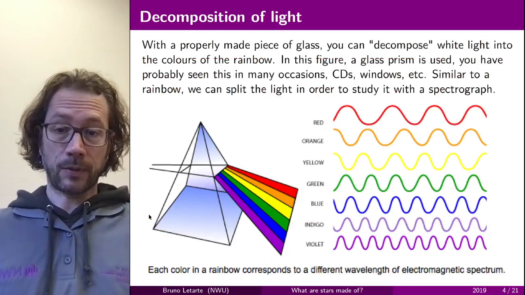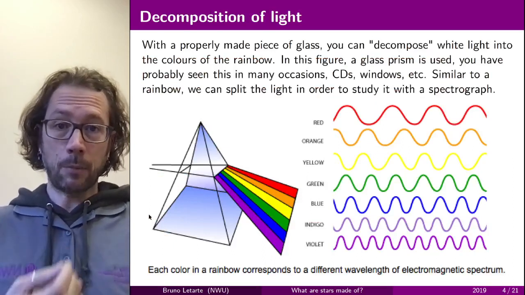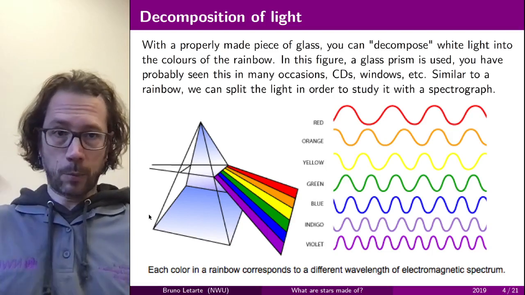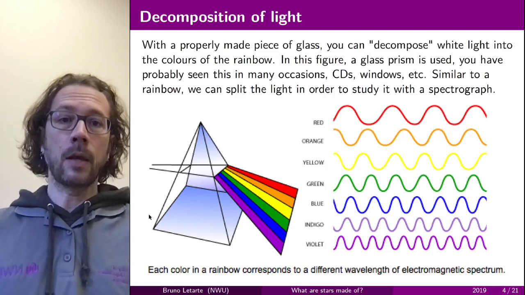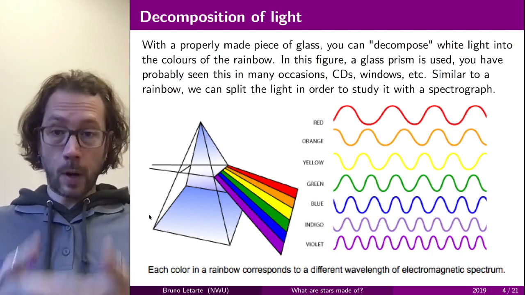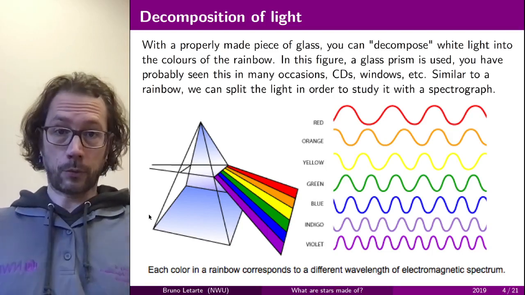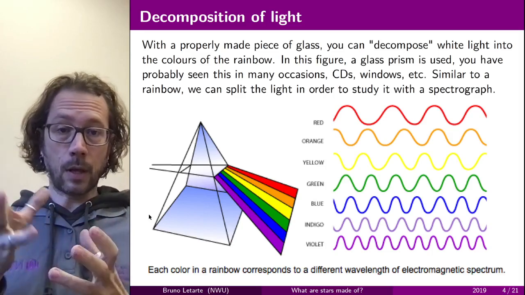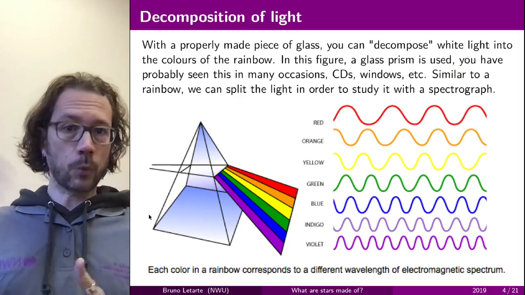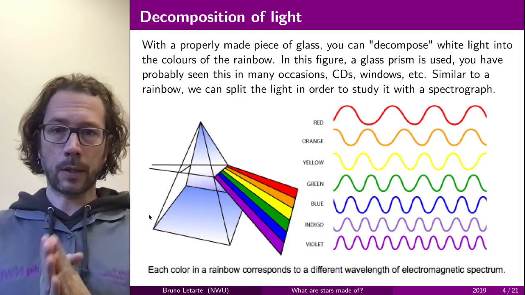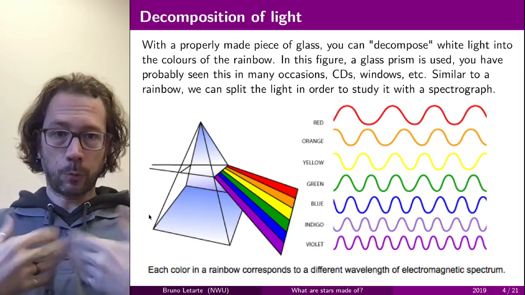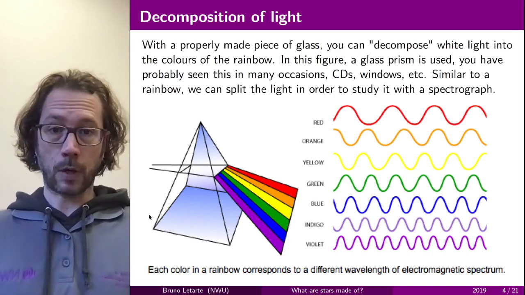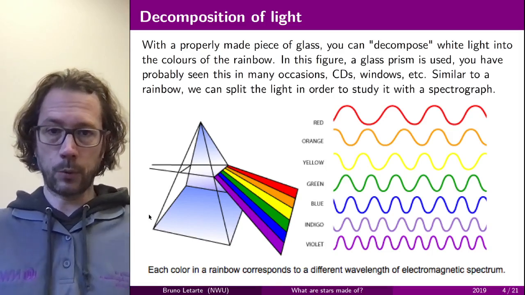So basically, what this tells us is that if you have a properly made piece of glass or maybe a droplet of water in the sky, you can decompose white light into the 7 colors of the rainbow. And you've seen that before when you look at an old music CD or through a window. Sometimes it will do that if the angle is right. And basically, you split the light in order to study it. And we've made instruments called spectrographs that will allow us to actually do that.